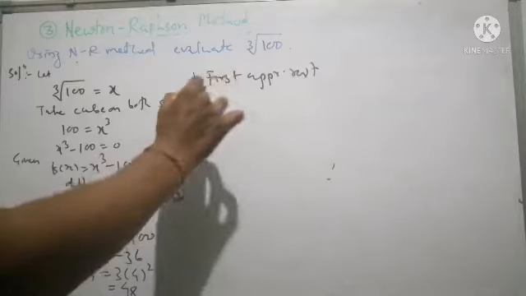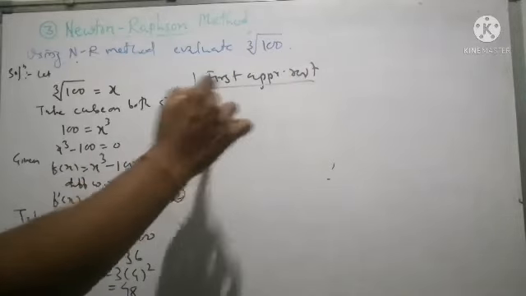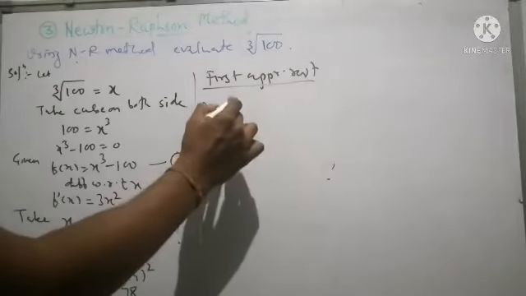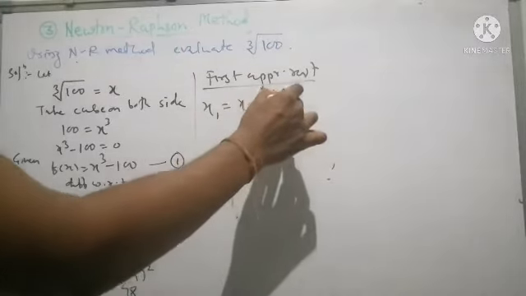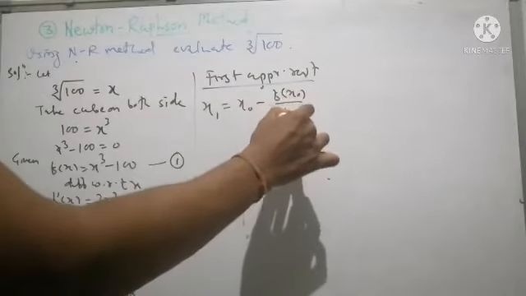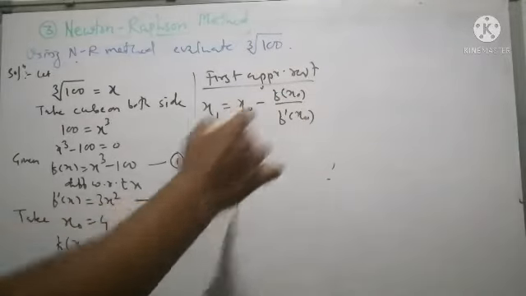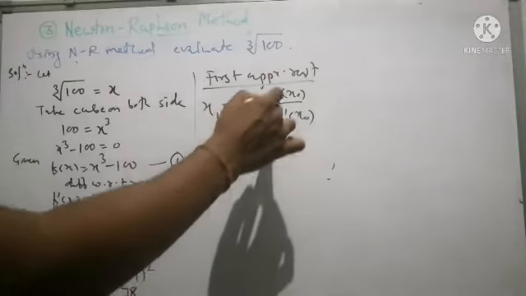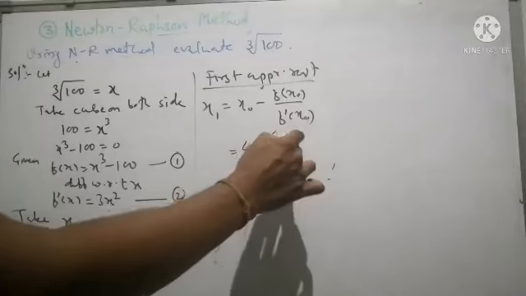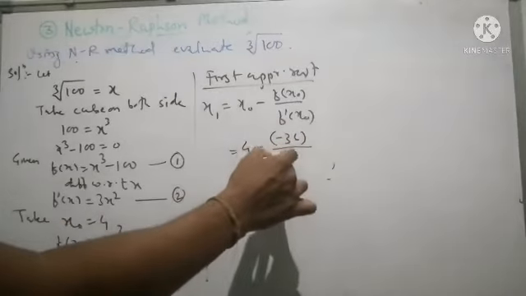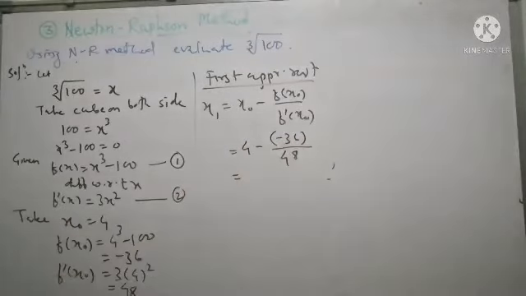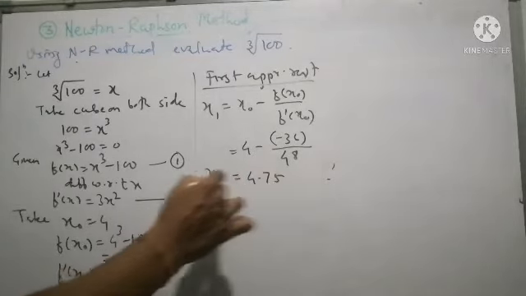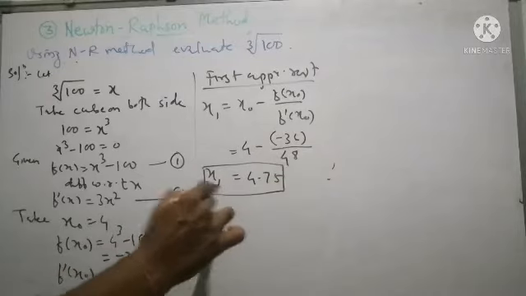Now we can evaluate the first approximate root by the Newton-Raphson method. The first approximate root x1 is equal to x0 minus f of x0 divided by f dash x0. All the terms on the right hand side we calculated, so x0 is equal to 4, minus f of x0, which is minus 36, I put it in brackets, divided by f dash x0 as 48. By using a calculator we can evaluate x1 as 4.75. So the first approximate root is 4.75.